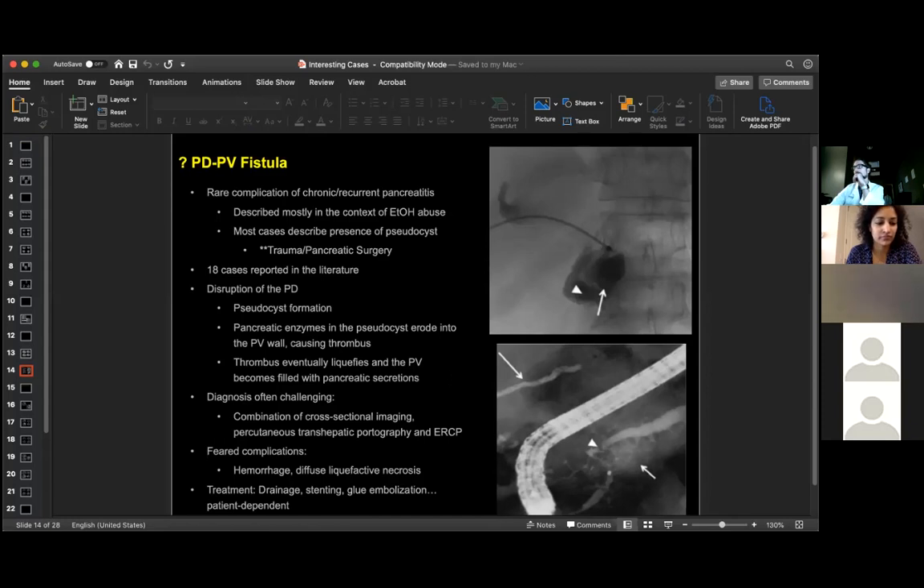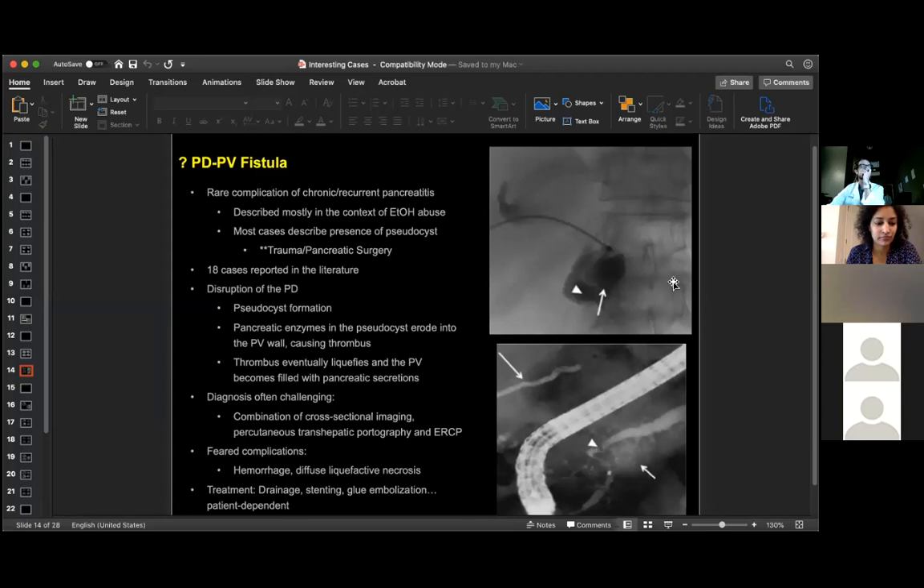Challenging diagnosis, and so you need a combination of cross-sectional imaging, percutaneous transhepatic portography, which we attempted, but couldn't because we didn't have any portal vasculature to cannulate, and ERCP. And so feared complications, of course, hemorrhage, and the other thing that they fear is diffuse liquefactive necrosis, basically necrosis of the liver from pancreatic juices.